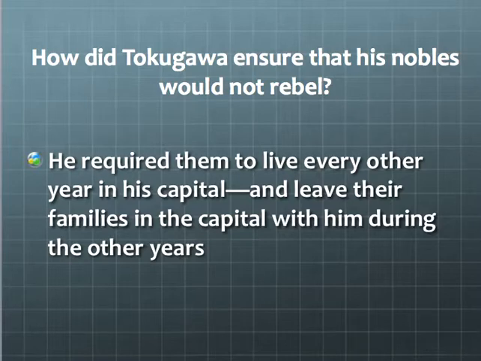How did Tokugawa ensure that his nobles would not rebel? When Tokugawa united Japan and became the shogun, he required the nobles to live every other year in his capital and leave their families in the capital with him during the years when they were not there. Okay, so basically this is a very high-class, fancy version of a hostage situation. The nobles would build mansions in the capital, and their family would live in these really comfortable mansions, but they were within the king's grasp if they were to rebel.